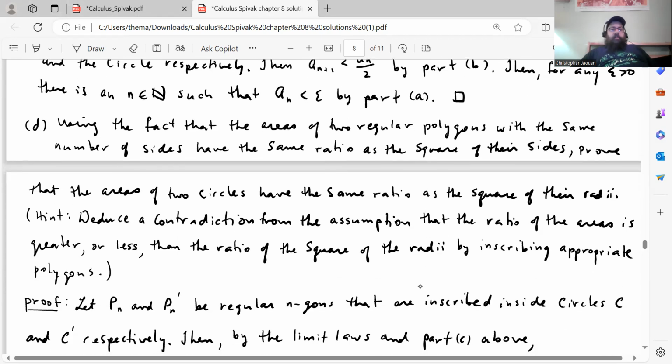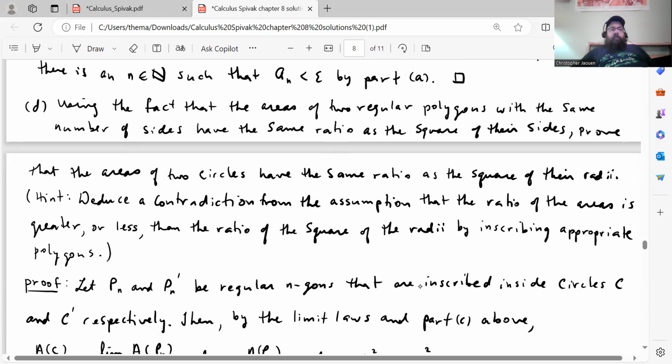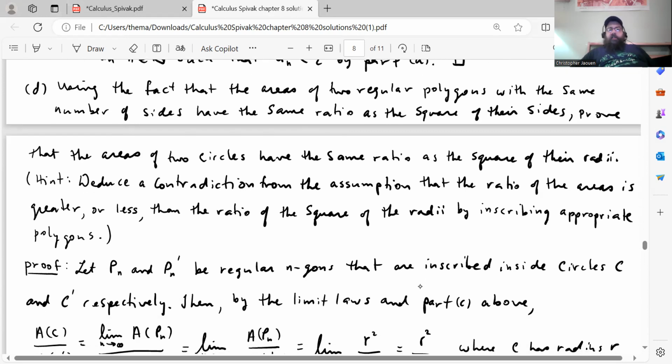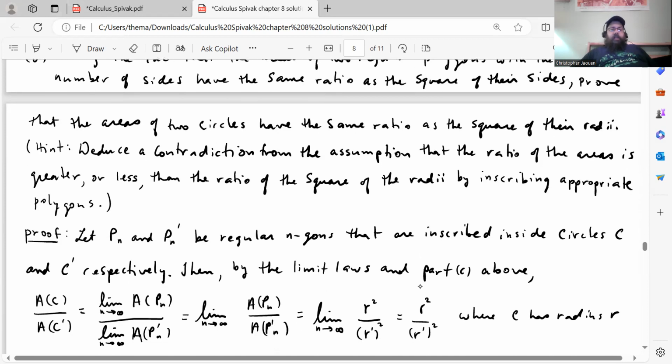Okay, part D, using the fact that the areas of two regular polygons with the same number of sides have the same ratio as the square of their sides, prove that the areas of two circles have the same ratio as the square of their radii. And he gives a hint here. Deduce a contradiction from the assumption that the ratio of the areas is greater or less than the ratio of the squares of the radii by inscribing appropriate polygons.